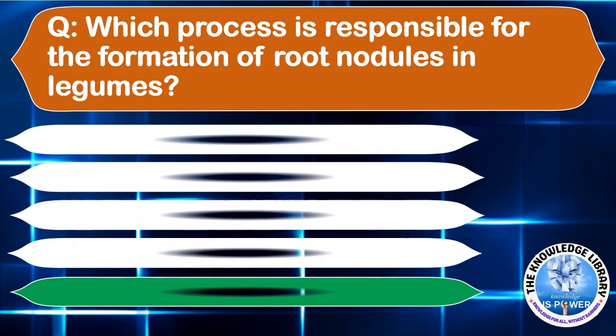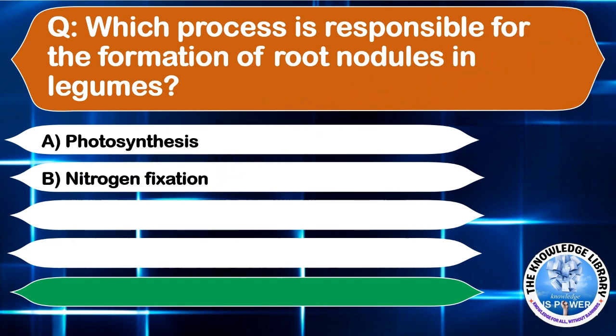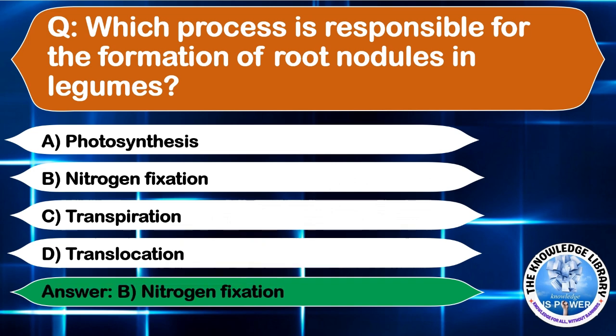Which process is responsible for the formation of root nodules in legumes? Option A, photosynthesis. Option B, nitrogen fixation. Option C, transpiration. Or option D, translocation. The correct answer is option B, nitrogen fixation. Moving to the next question.